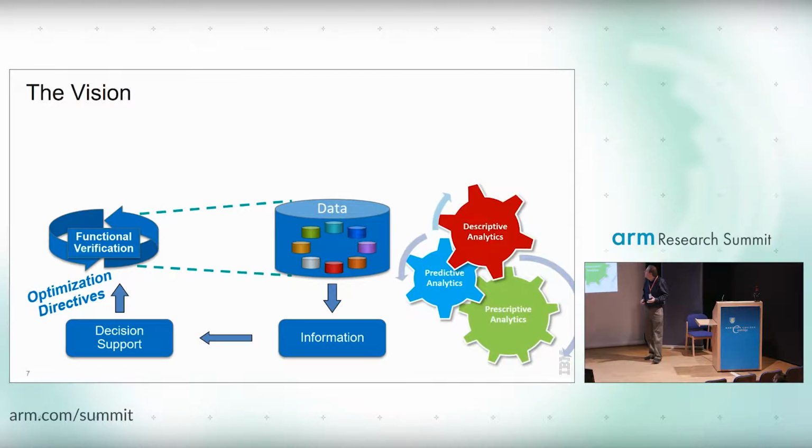And we do that with the three types of analytics that I mentioned: descriptive tells what we are, predictive tells what's going to be, and prescriptive tells us how we're going to change, or what to do in order to change the situation.